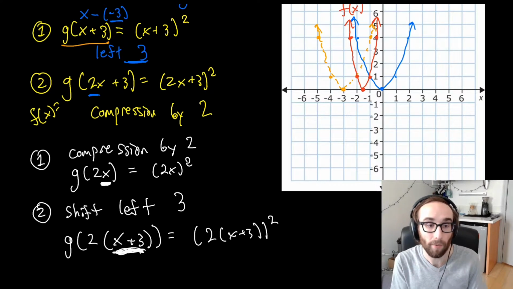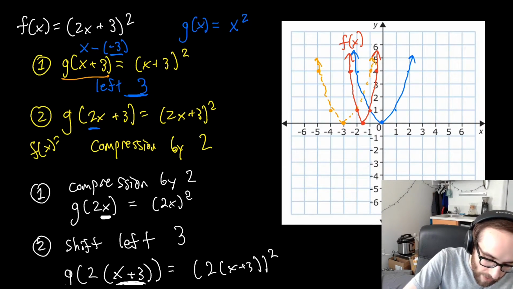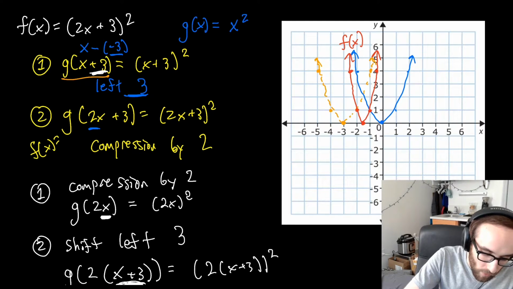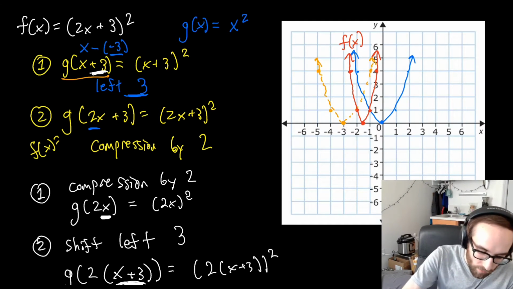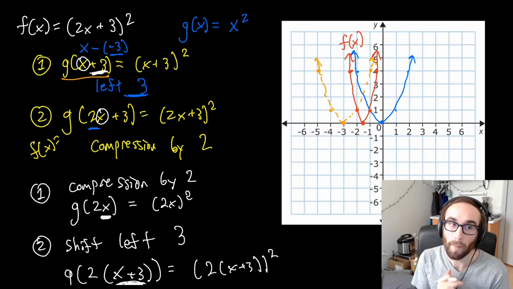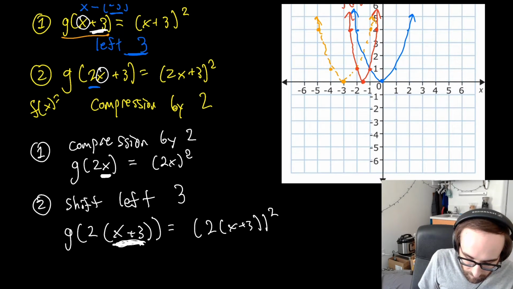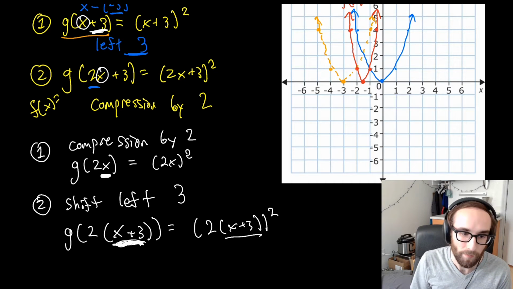So we run into a problem when we switch the order. The difference is, here we added 3 first, and then when we compressed by 2, we multiplied whatever x we had by 2. So the 3 was unaffected by that multiplication. Whereas down here, the 3 is being multiplied by 2 also.